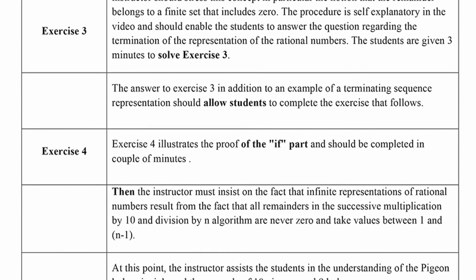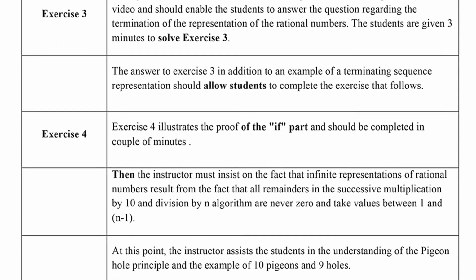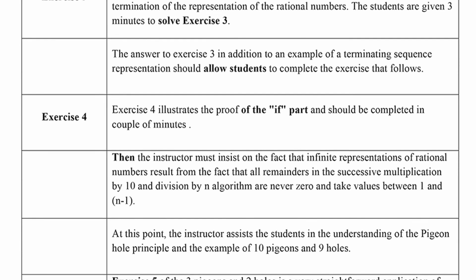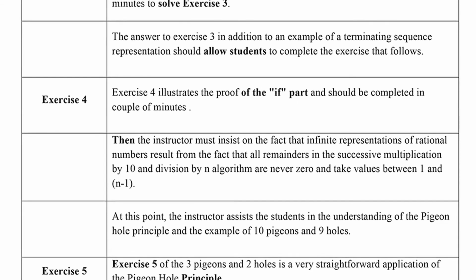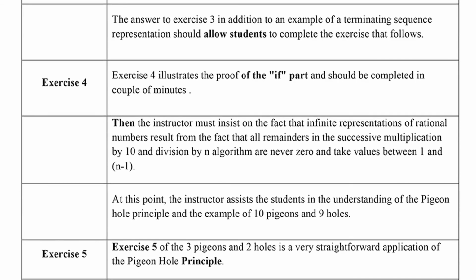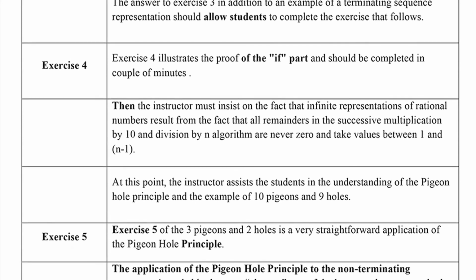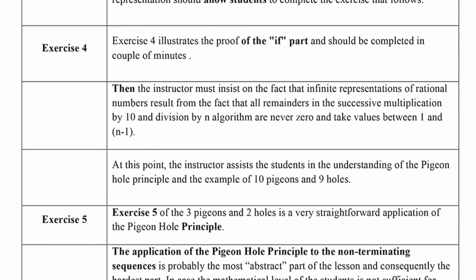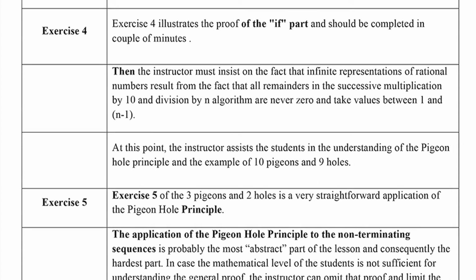Then, the instructor must insist on the fact that infinite representations of rational numbers result from the fact that all remainders in the successive multiplication by 10 and division by n algorithm are never 0 and take values between 1 and n-1. At this point, the instructor assists the students in the understanding of the Pigeonhole Principle and the example of 10 pigeons and 9 pigeonholes.